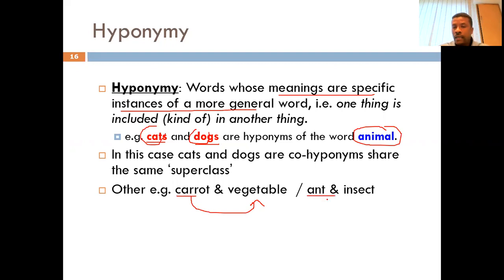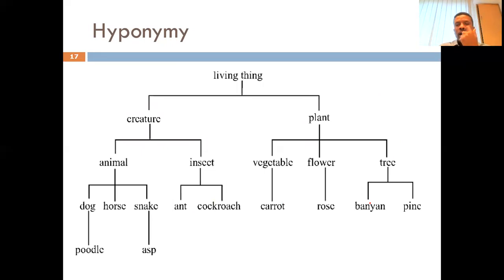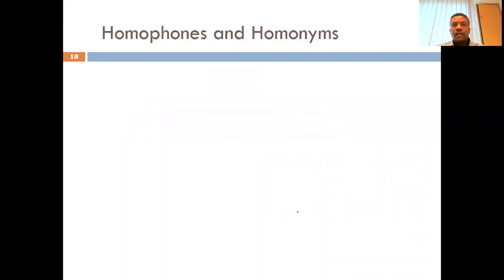The relationship between ant and insect is also what we call hyponymy, which means one is a superclass of the other, or one is a specialized class of the other. So you can have such kind of hierarchical relationship between words. So in a way, we are creating a relationship between words. Mind you, we are talking about lexical relation, which means a relation between words. We are not simply trying to give a dictionary definition for words, rather we try to understand how words are going to be related. The other one is homophones and homonyms.